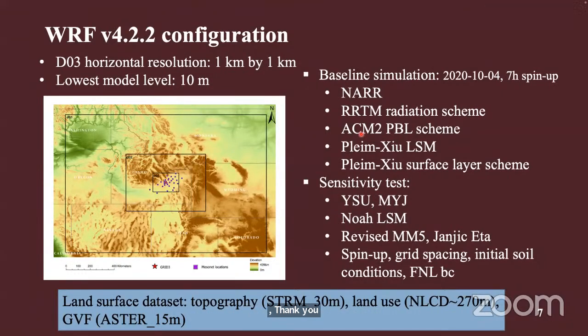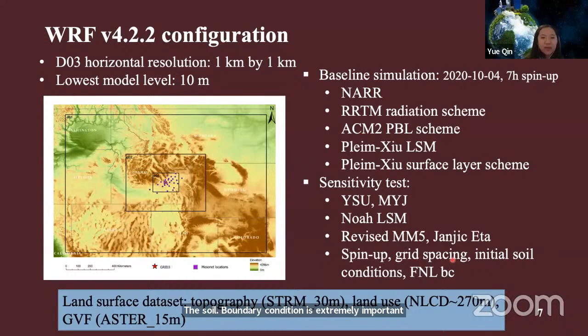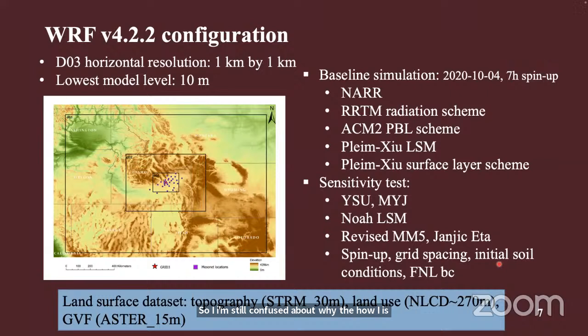In the chat, Wayne Angevine says he recommends taking a close look at the soil temperature and moisture initialization. The soil boundary condition is extremely important. Yeah, in sensitivity tests, we did try different initial soil moisture and also soil temperature, but it didn't make differences in the hot biases. So I'm still confused about why the hot bias is so huge. I put a link in the chat to a paper which you may find of interest, and I'm happy to discuss it with you offline.